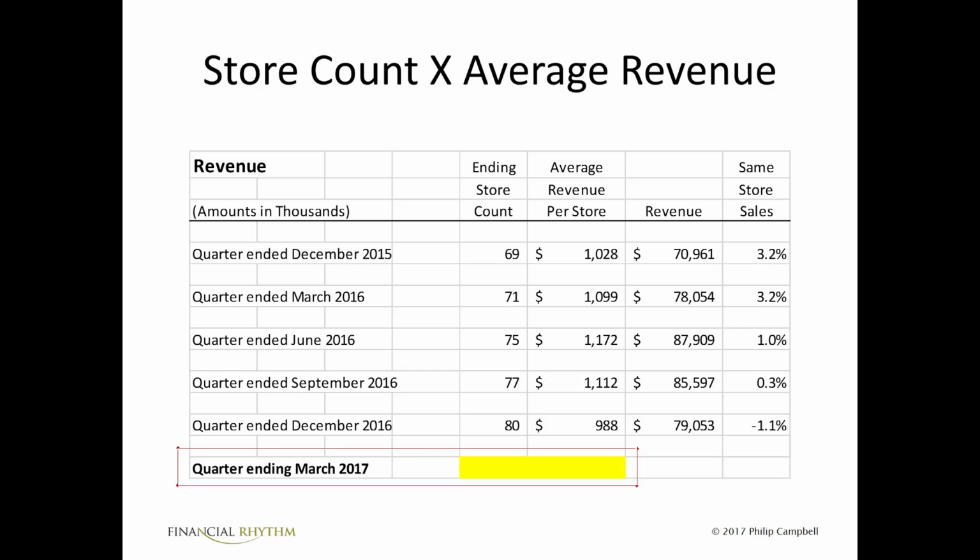So the first thing we do is look and see what has been going on with respect to those metrics, or those drivers. At the end of December 2015, they had 69 stores. The average revenue per store for that period was $1,028,000. That's just math. They had 69 stores open, and that's in the information that they disclose as a public company.